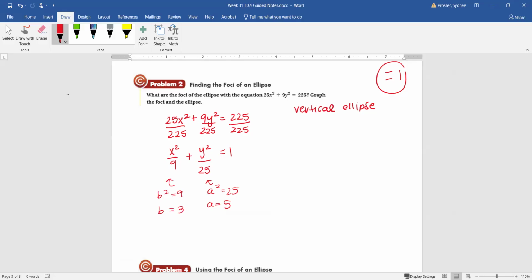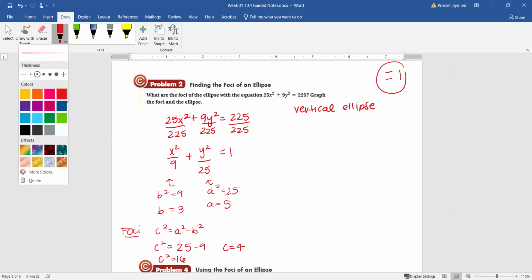We can also now find our foci. Our foci we know is going to be using the formula c squared equals a squared minus b squared. So I'm going to do c squared equals my a squared, 25, minus 9. So my c squared equals 16. So my c equals 4. Okay, so much information we just found. And let's just write it out so we can organize everything that we just found.